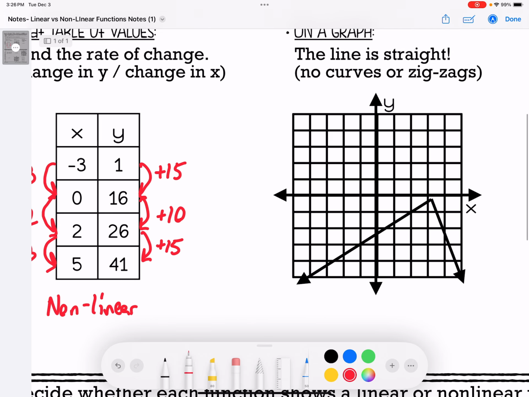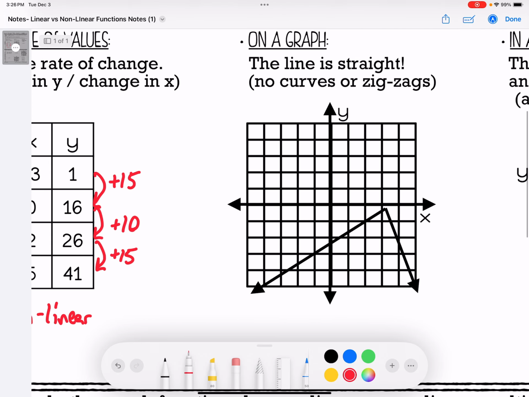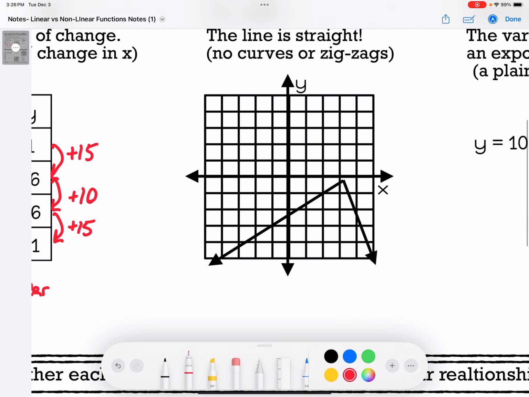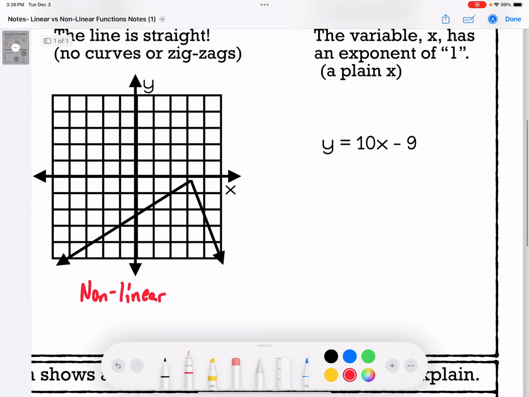Okay? So on a graph, the line is just one single straight line. This one is obviously not one single straight line, so this is non-linear. Then when you're dealing with variables, the x has an exponent of 1. It's just plain old x and plain old y. So this one just has plain old x and plain old y. So this is linear. Okay.